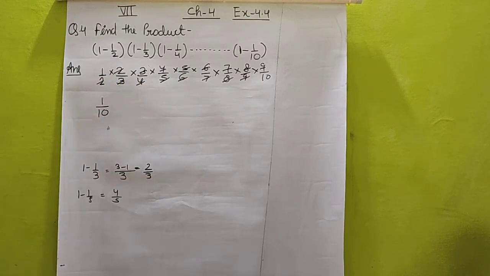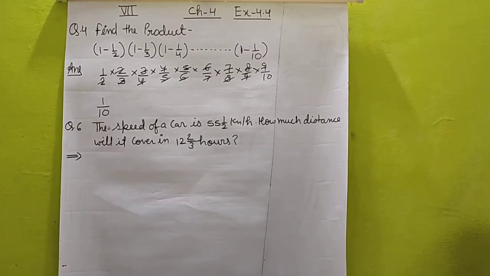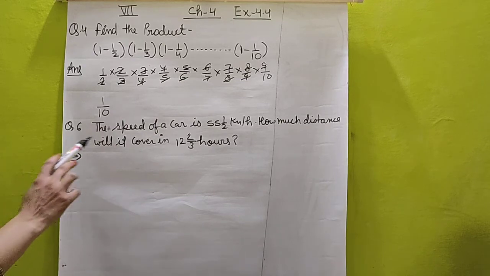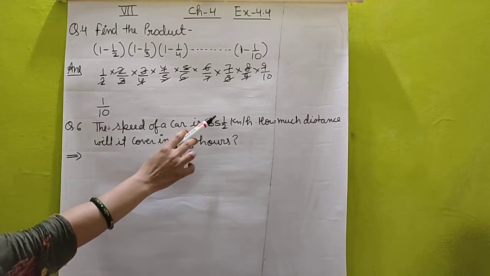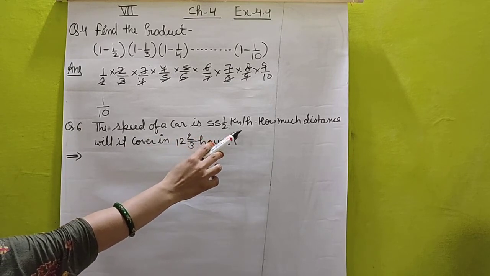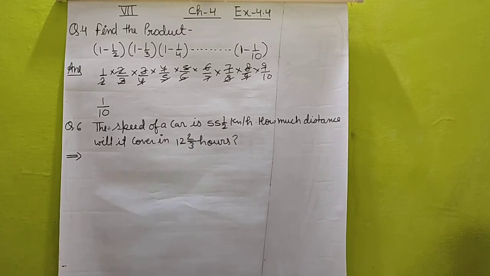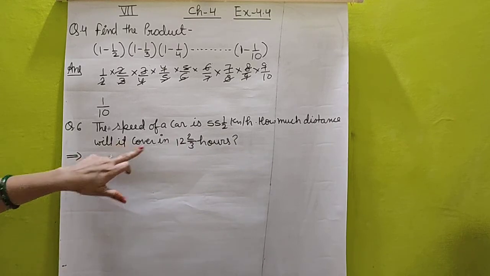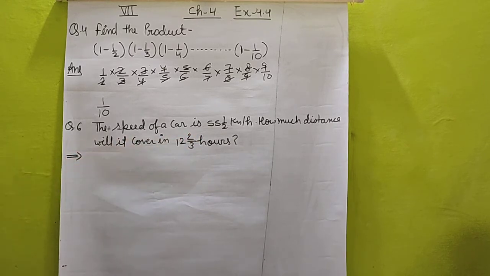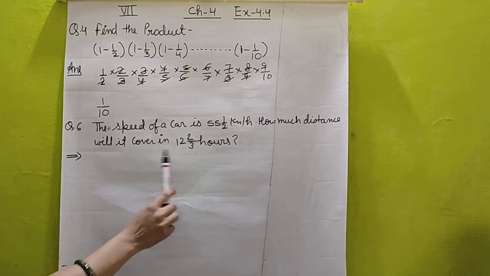Now students, next question, question number 6 I am taking here. Students, in question number 6, the speed of a car is 55 1 upon 2 km per hour. How much distance will it cover in 12 2 upon 3 hours? Students, here we are to find out the distance, and the formula of distance, as you know, is speed multiplied by time. Speed is given and time is given.